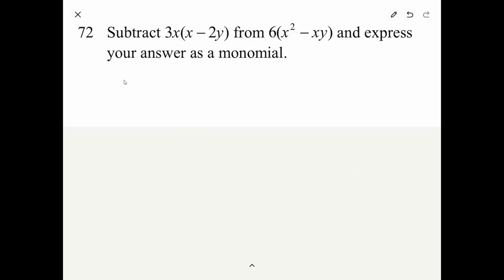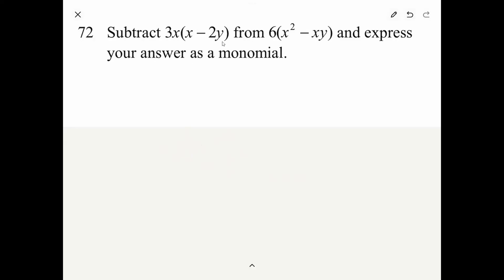All right, guys. This is a show your work, a constructive response. It's not a multiple choice question. So what we're going to do is we basically have to be able to multiply to get rid of the parentheses, and then we're going to subtract this expression from this one. And it's saying that when we get done, we should have just one term. So let's see how that works.